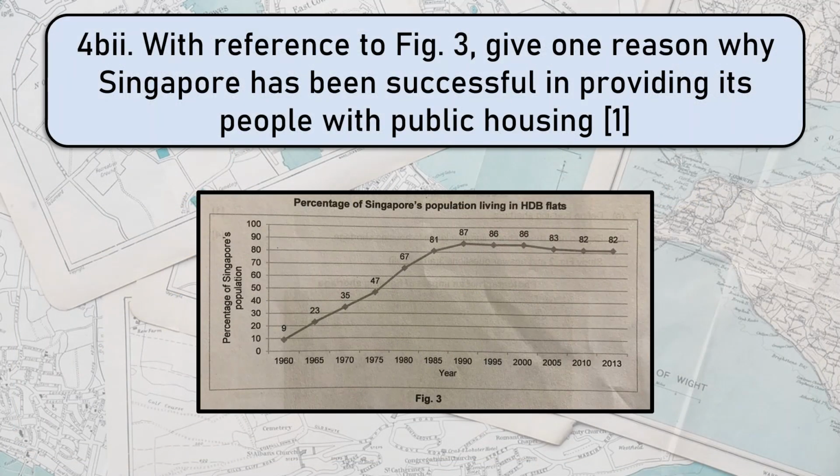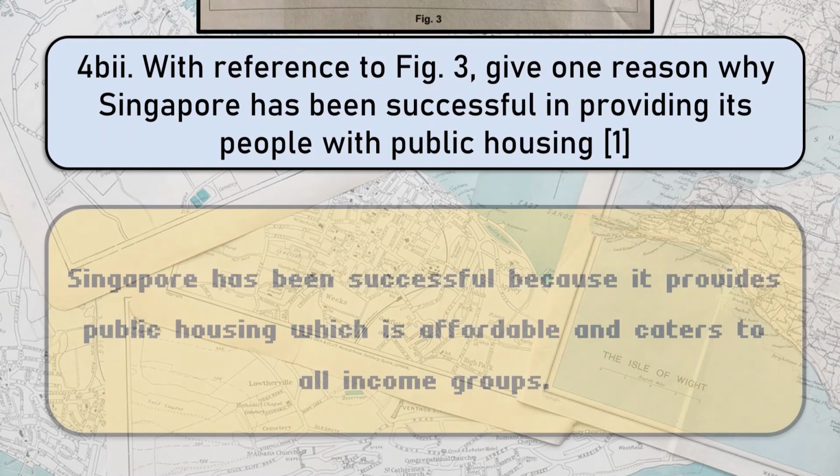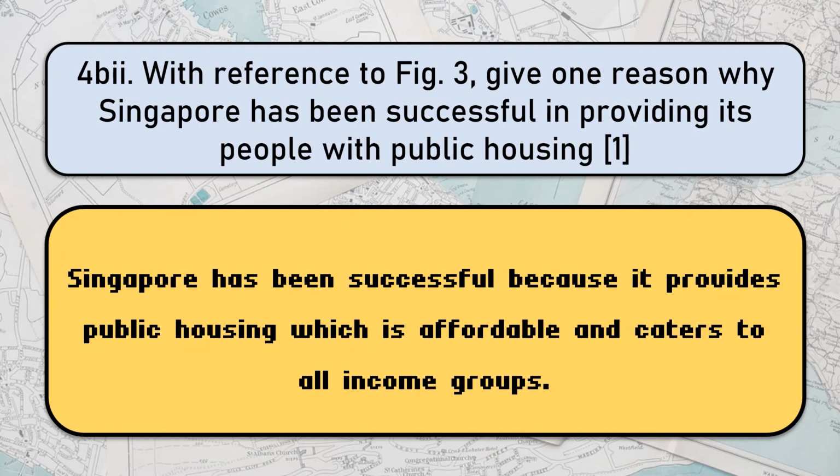So give one reason why Singapore has been successful in providing its people with public housing. Singapore has been successful because it provides public housing which is affordable and caters to all income groups. This means that regardless of how much you earn, there is a high likelihood that you will be able to afford the different types of houses that are built by HDB. These different types of houses have different numbers of rooms, for example, and are in different neighborhoods, and all of this affects the cost of the public housing unit.